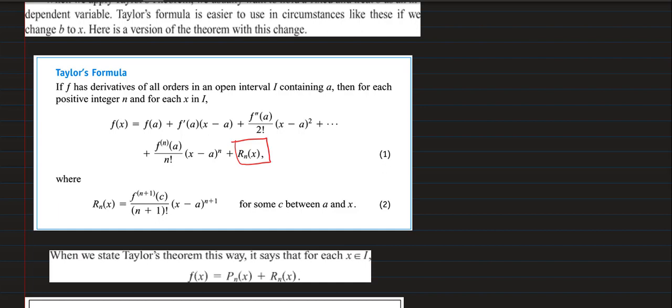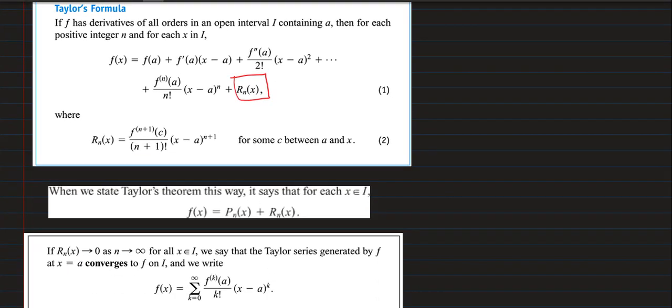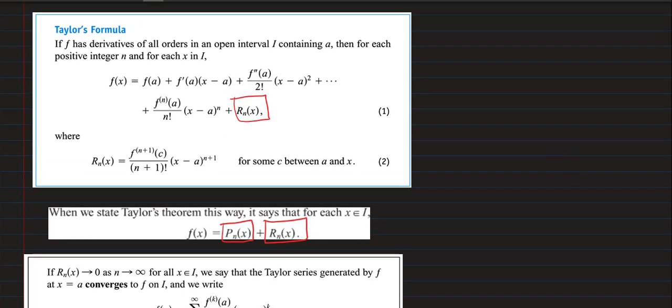This is Taylor's formula for the remainder. When we state Taylor's theorem this way, it says that for each x that's in our interval of convergence, the function can be written as an nth degree polynomial plus some remainder. Notice for the remainder, we use n plus 1 here, and that's called the nth remainder because our polynomial stops at the nth term, so that would be an nth degree polynomial.